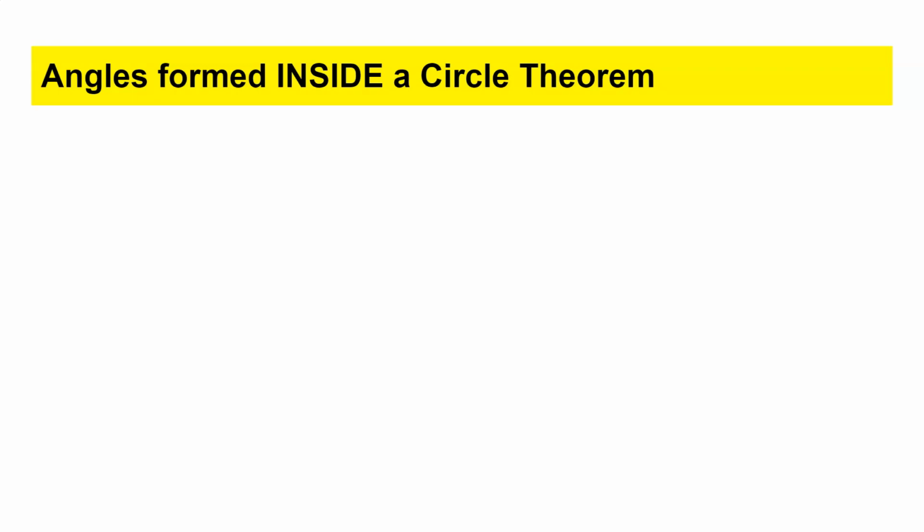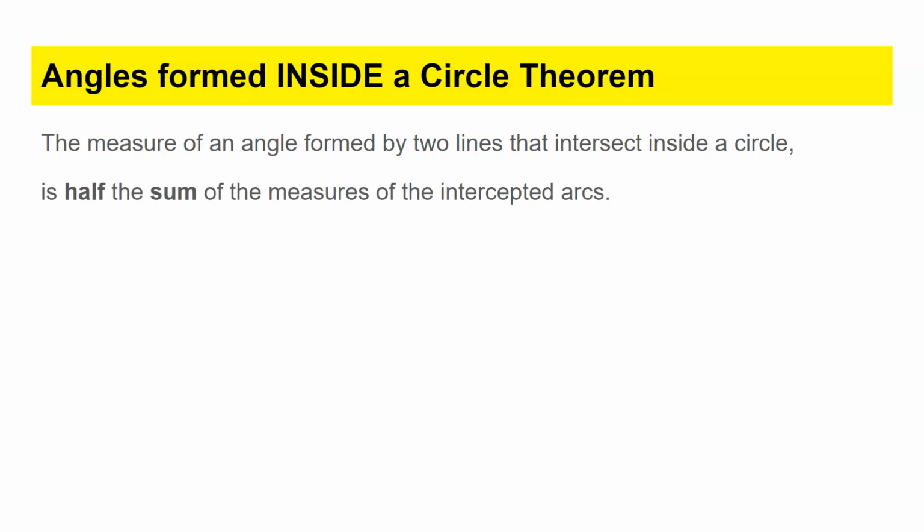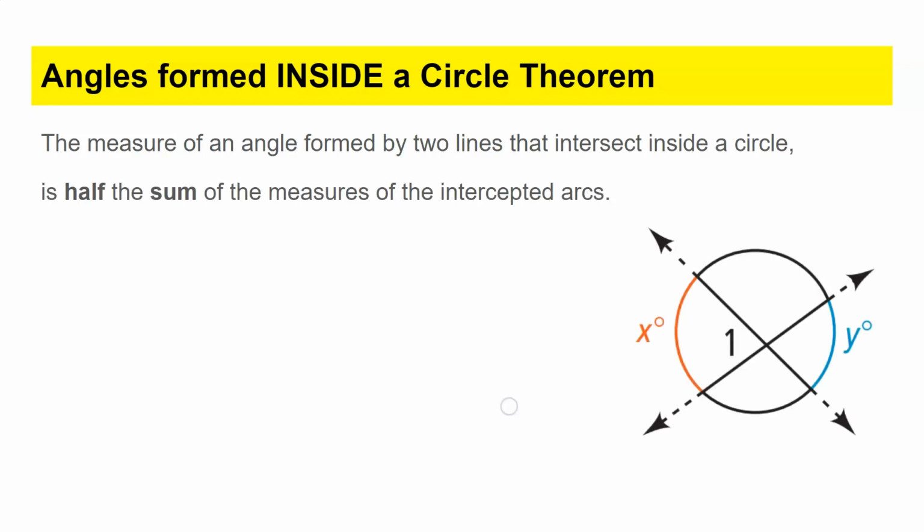Now we're going to begin by looking at angles. There are angles formed inside a circle that are not central angles, and they're not inscribed angles. Let's take a look at these. So the measure of an angle formed by two lines that intersect inside a circle is half the sum of the measures of the intercepted arcs.